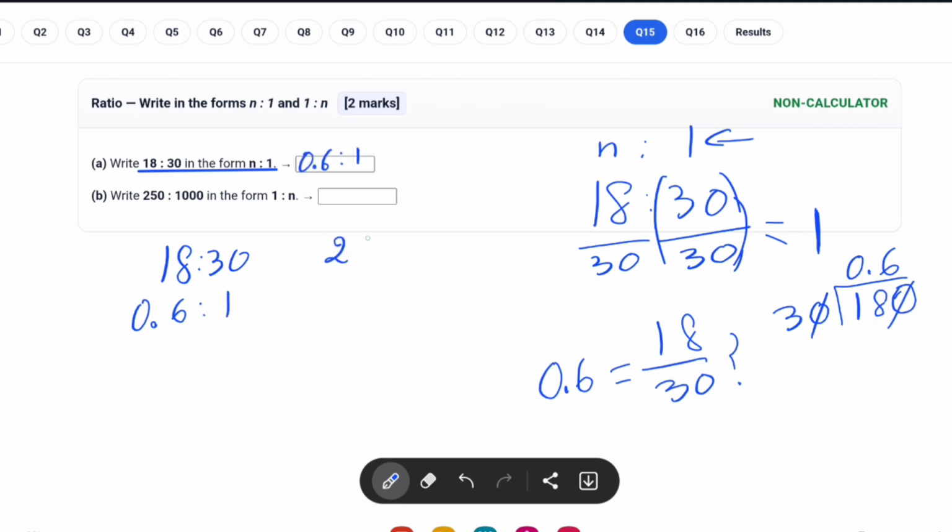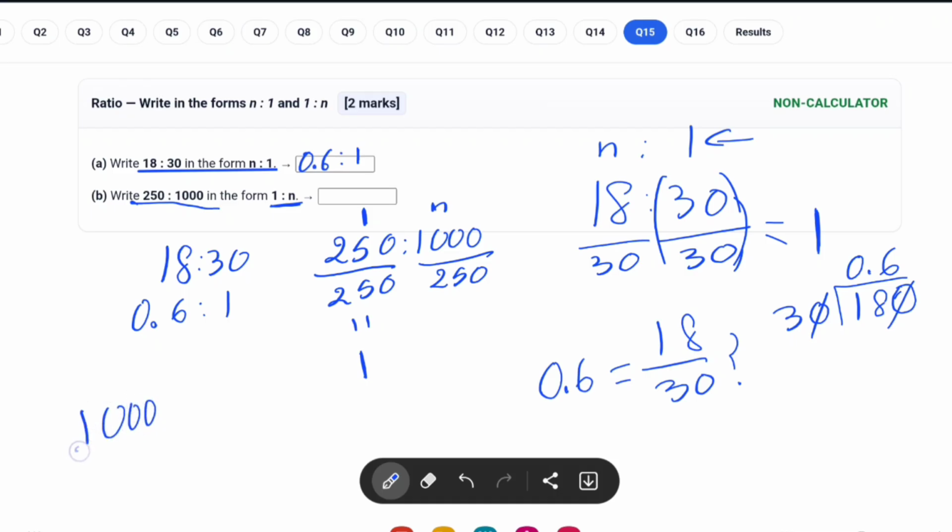For question 15 part B, it's going to be exactly the same. Now the 1 is going to be on top of the 250 and the n is going to be on top of the 1000. So the 1 is 250 over 250, which is a whole thing. And then 1000 divided by 250. 250 divided by 250 is 1. And then how many 250 goes into 1000?